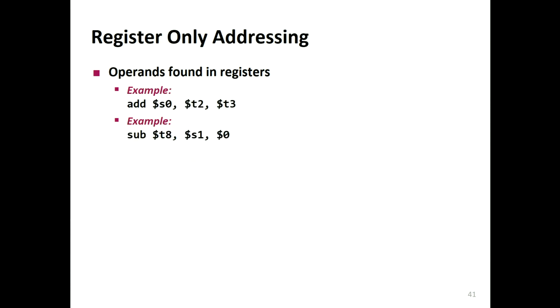The first, register-only addressing, is simple. So register-only addressing means that all the operands are found in the registers. The actual operands that you need are stored in the registers. And these are your R-type instructions, R meaning register. So all of the operands here are registers. Okay, simply fetch the values and you compute them. These are the most efficient ones.